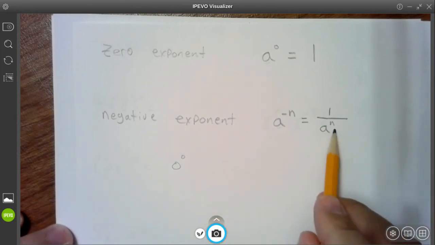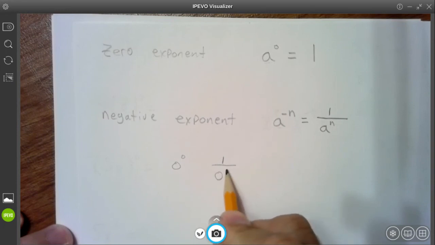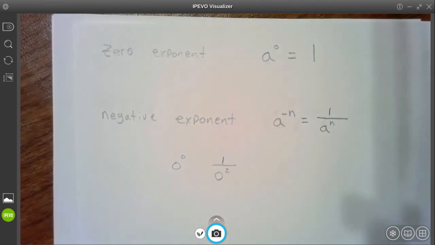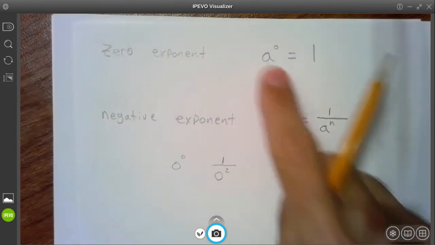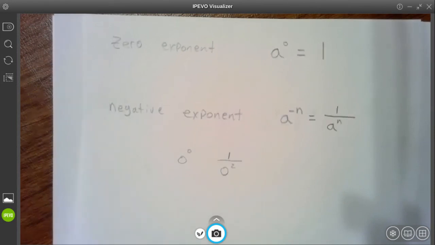And same thing goes for when you have 1 over 0 to any power, really. This would be division by 0, and totally different topic. So this doesn't apply whenever the base is a 0. Just a disclaimer there. All right, let's get into some examples.